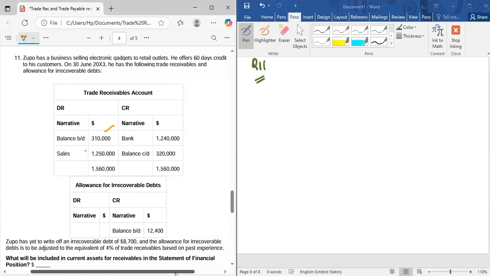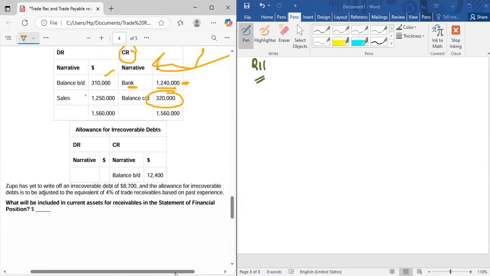So we credited the bank. We wrote here, bank $1,240,000 and this was finally our closing balance. Okay, since we received this amount, that's why it's appearing on the credit side. Okay, so further, this was the allowance for irrecoverable debts. So the allowance opening is $12,400.